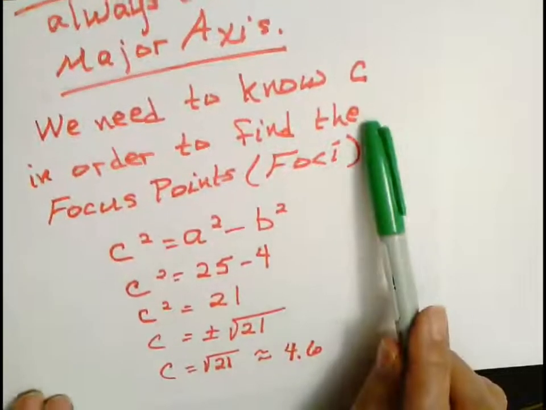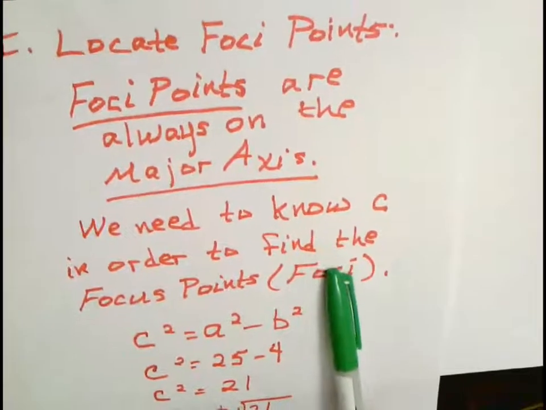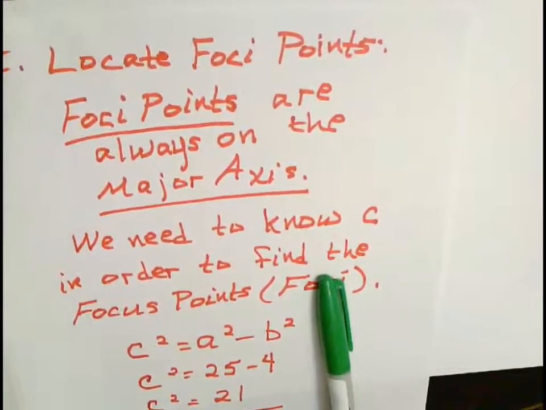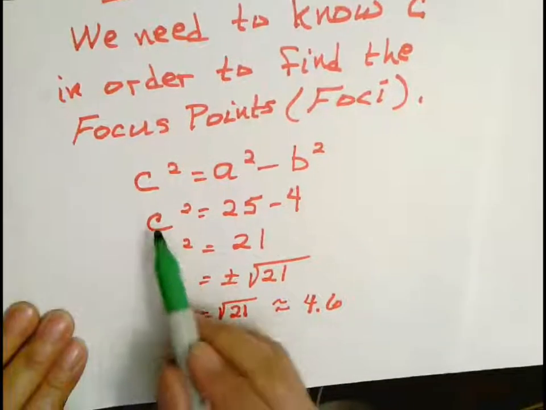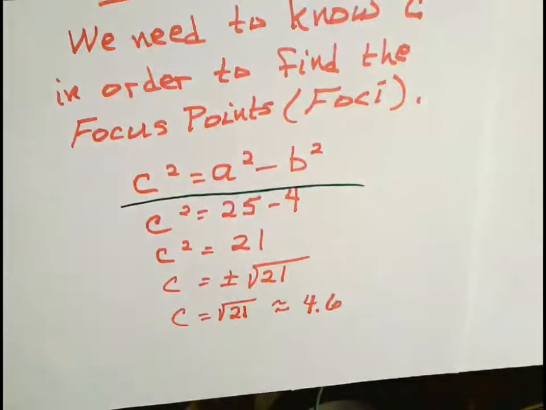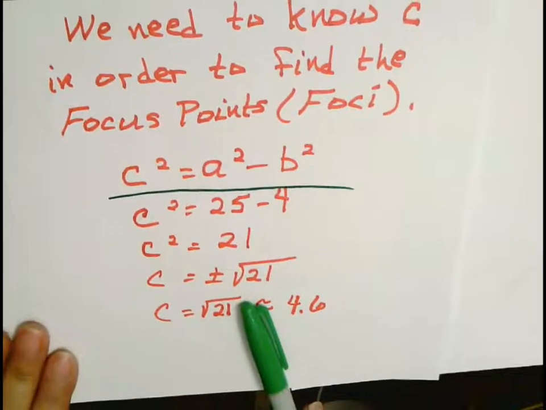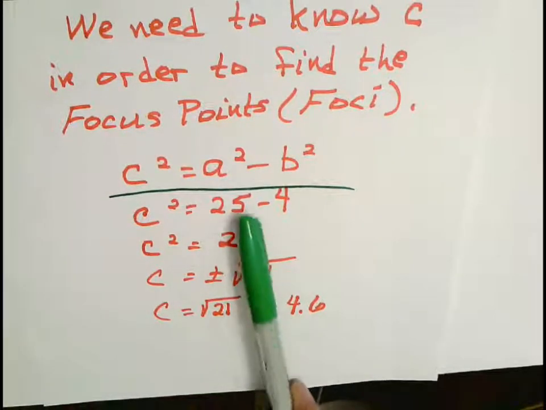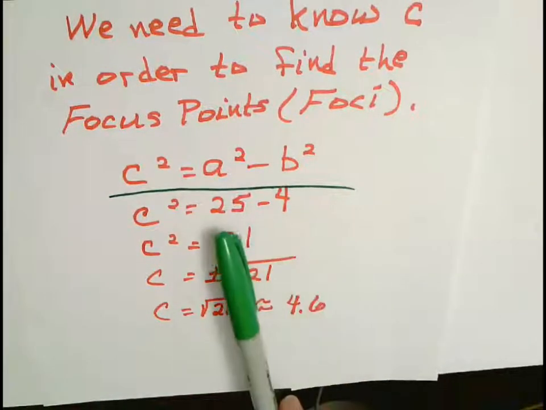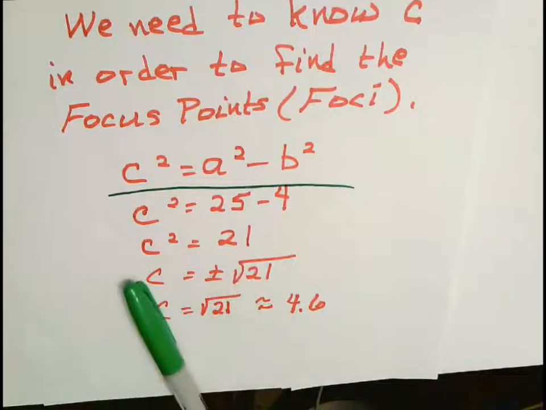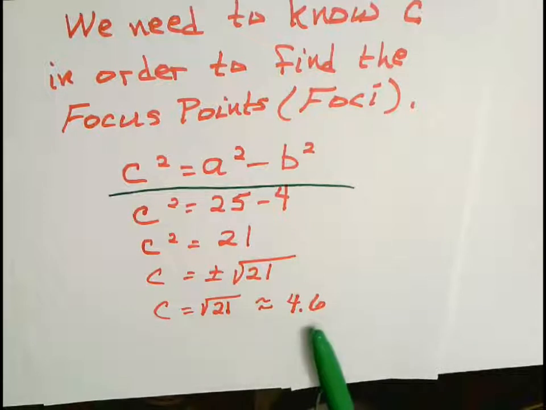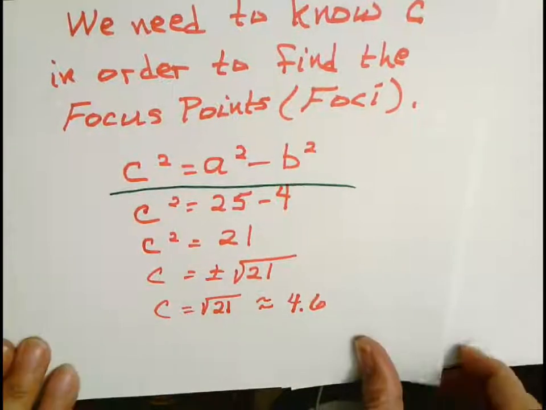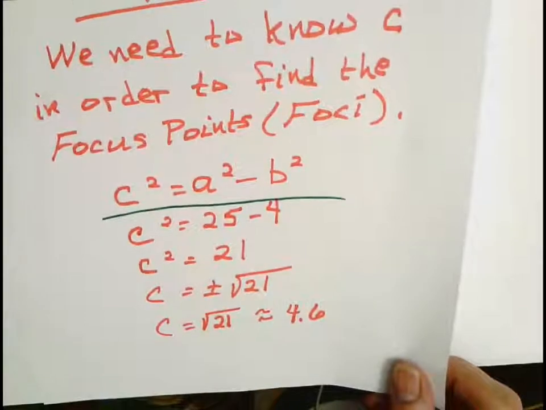And you have to know the c. You've got to know the c in order to find the focus points. So we have to know this formula right here. This is a formula that you have to know, that c squared is equal to a squared minus b squared. Well, from the formula, we've got the a squared and the b squared. When we subtract, we get 21. Take the square root, we get plus or minus the square root of 21, which is approximately what? 4.6.